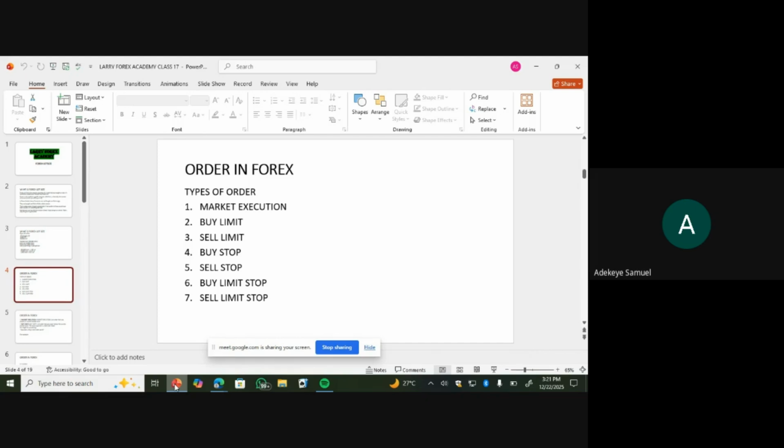So, what is a market order? It is an order that helps you to make a lot of profit, because you can buy at a cheaper price and sell at a higher price. And you can also buy at a higher price and sell at a lower price.